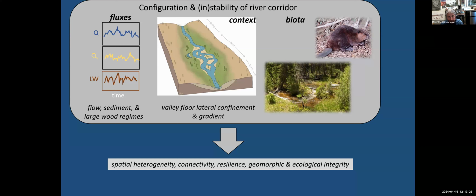So the interaction of these fluxes and biota in this physical context creates what we see in a river corridor in terms of that patchiness or spatial heterogeneity, the degree of three-dimensional connectivity, the resilience or the ability to absorb disturbance and return to pre-disturbance conditions, and the physical and ecological integrity. And I would guess that most of you are familiar with that phrase, ecological integrity.